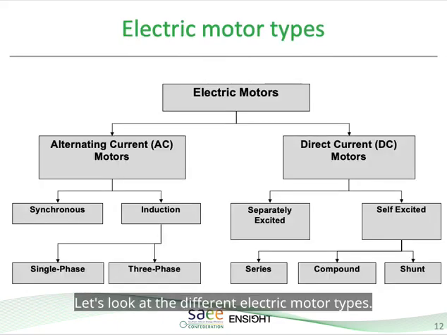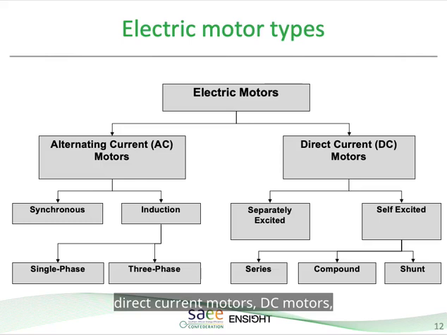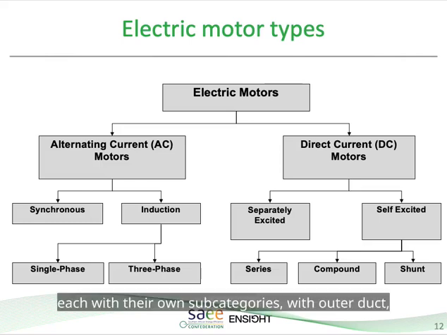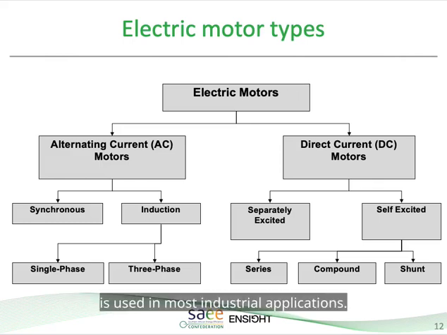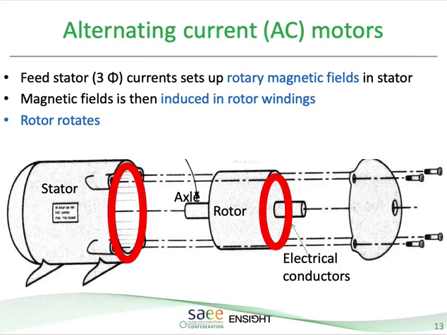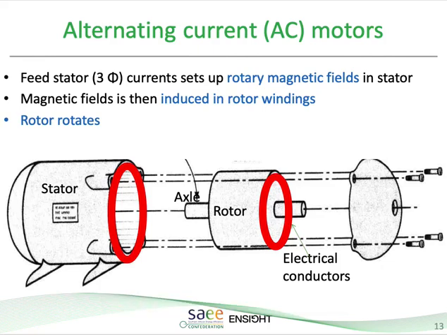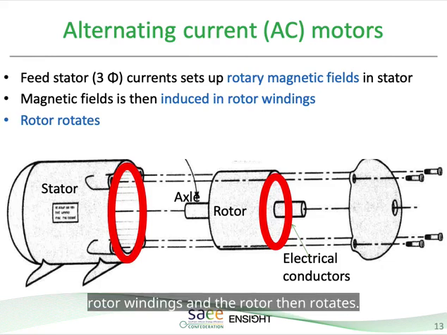Let's look at the different electric motor types. We have alternating current motors, AC motors, and direct current motors, DC motors, each with their own subcategories. Without a doubt, the standard induction motor, which is a workhorse, is used in most industrial applications. Let's have a look deeper into alternating current motors. The three-phase supply feeds the stator and sets up a rotating magnetic field in the stator. The magnetic field is then induced in the rotor windings, and the rotor then rotates.